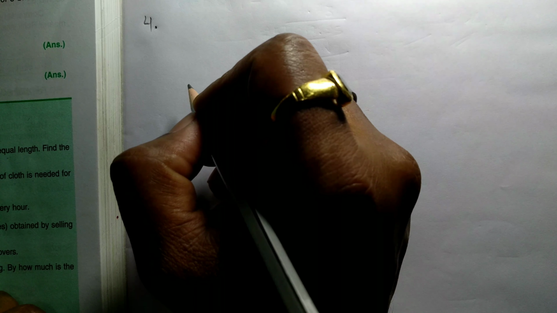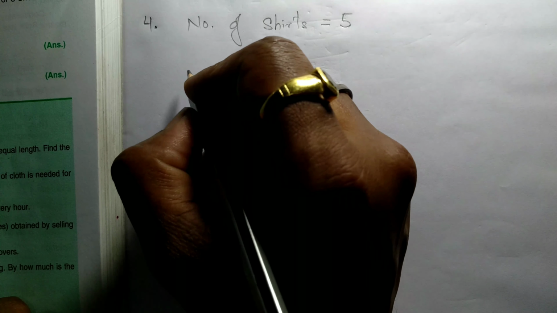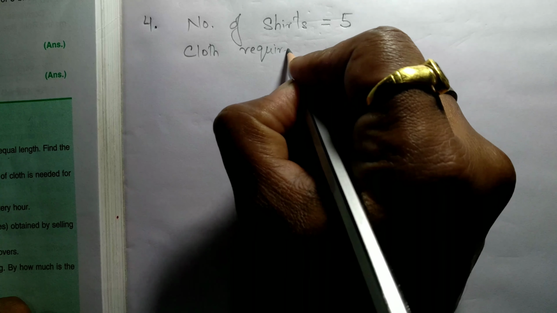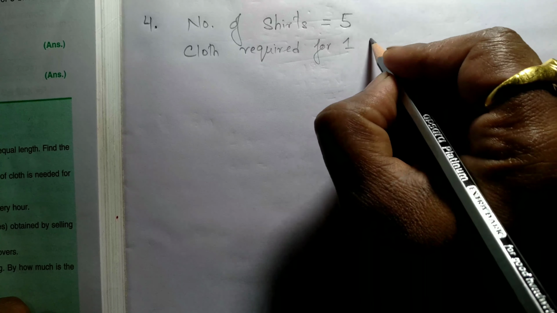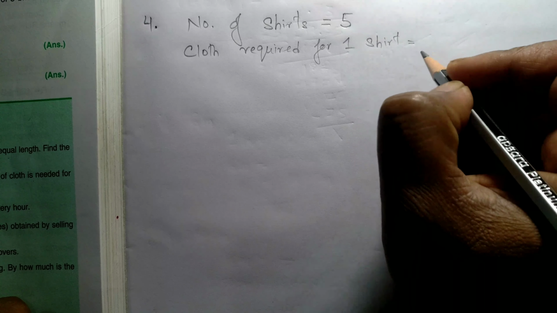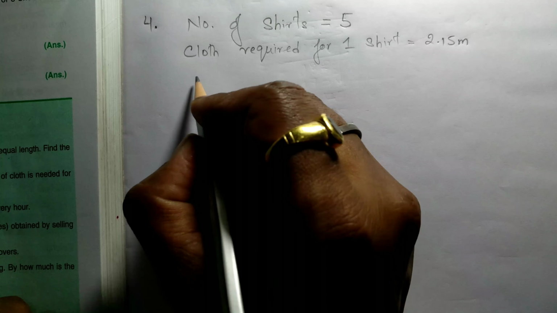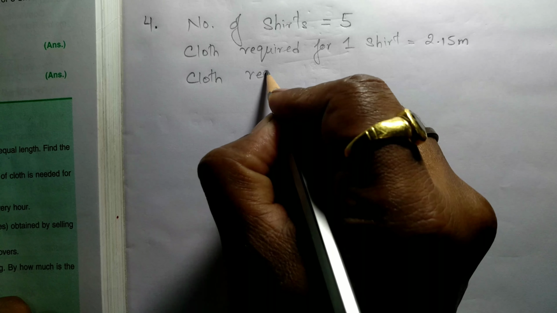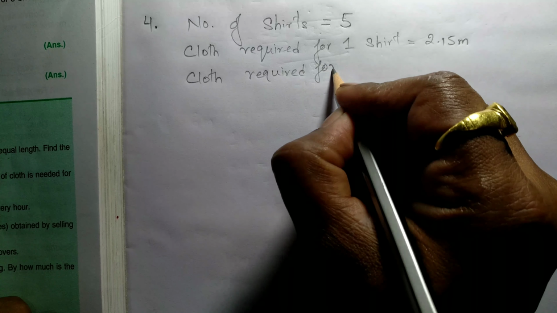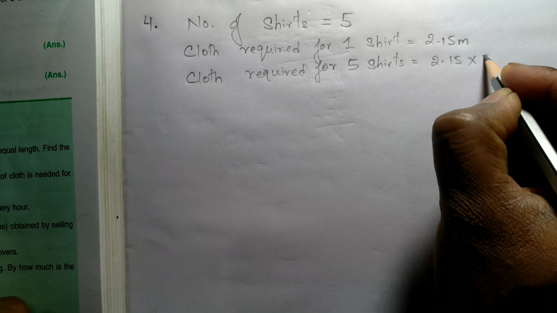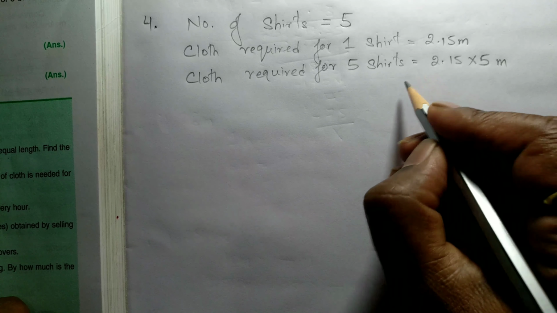What will be the total length of a cloth required to make 5 shirts? So number of shirts, right, is equal to 5. Then cloth required for one shirt is equal to 2.15 meter. Therefore, cloth required for 5 shirts will be 2.15 multiplied by 5 meter. I hope you're getting it.